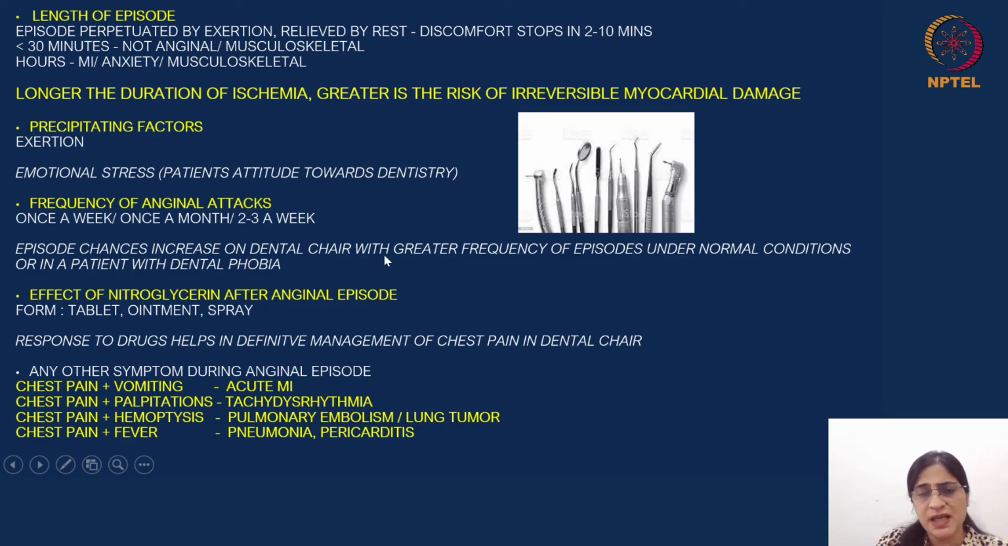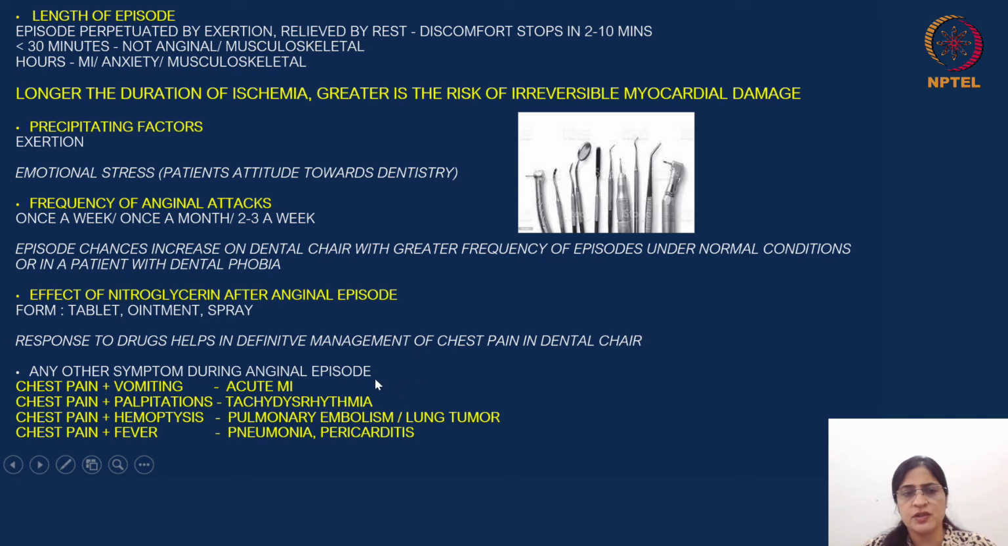We must ask the patient what the effect of nitroglycerin is after an anginal episode. First of all, we must know which form of nitroglycerin the patient has, whether it's a tablet, a spray, or a topical ointment. Whether the response is to a tablet or a spray will help in the definitive management of chest pain in case it happens in the dental chair.